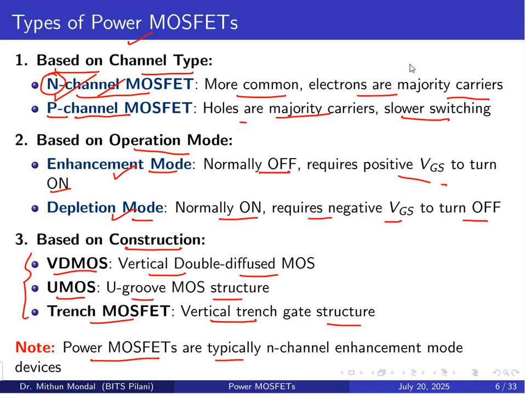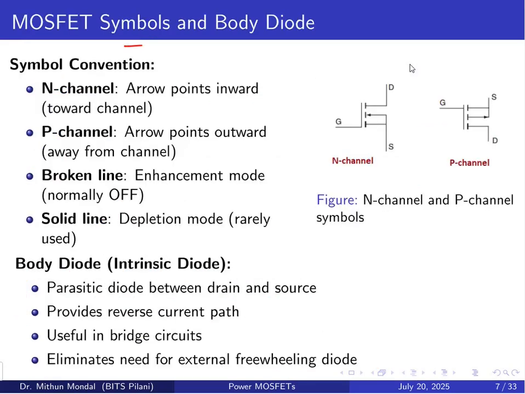Power MOSFETs are typically N-channel enhancement mode devices. So when we talk about the power MOSFET, generally we will be talking about the N-channel and in the enhancement mode. Let us see the symbols and how the body diode plays an important role. In the symbol, for N-channel, the arrow is pointing inward towards the channel.